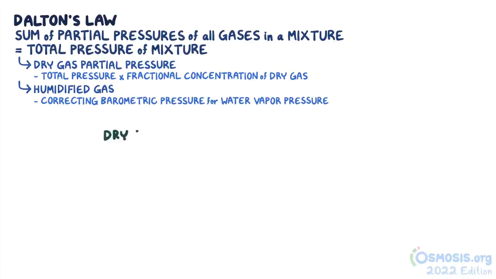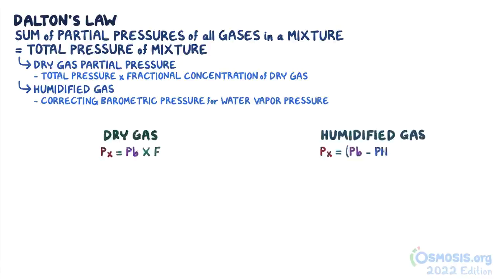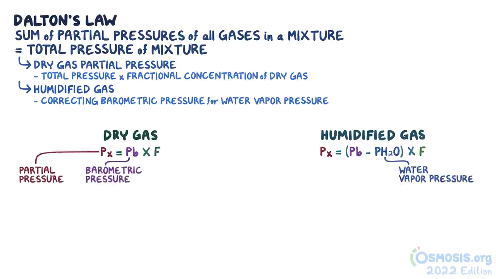Therefore, for dry gas, Px equals Pb times F. For humidified gas, Px equals (Pb minus PH2O) times F, where Px is a partial pressure of a gas, Pb is a barometric pressure, PH2O is the water vapor pressure at 37 degrees Celsius, 98.6 degrees Fahrenheit, having a value of 47 millimeters of mercury. F is a fractional concentration of a gas.